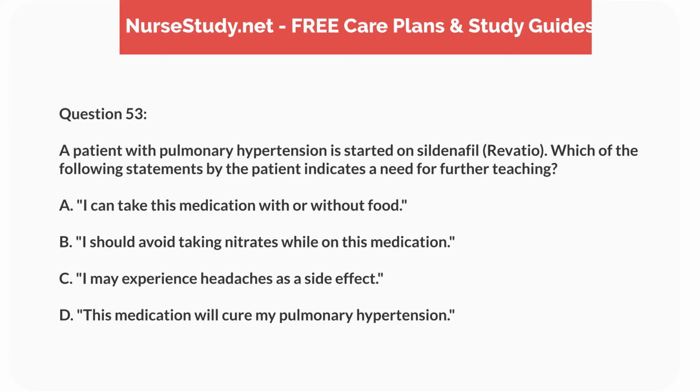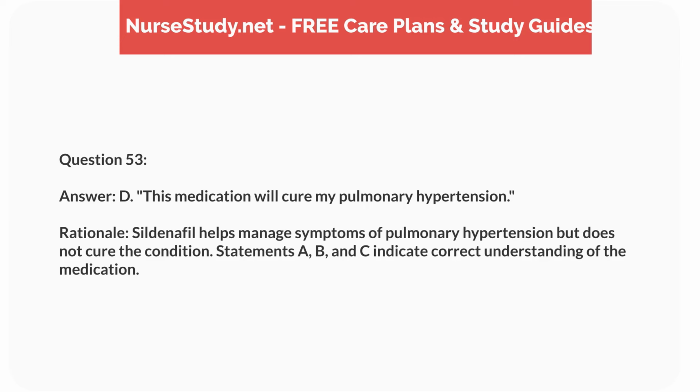Question 53. A patient with pulmonary hypertension is started on sildenafil, Revatio. Which of the following statements by the patient indicates a need for further teaching? A. I can take this medication with or without food. B. I should avoid taking nitrates while on this medication. C. I may experience headaches as a side effect. D. This medication will cure my pulmonary hypertension. Answer: D. This medication will cure my pulmonary hypertension.